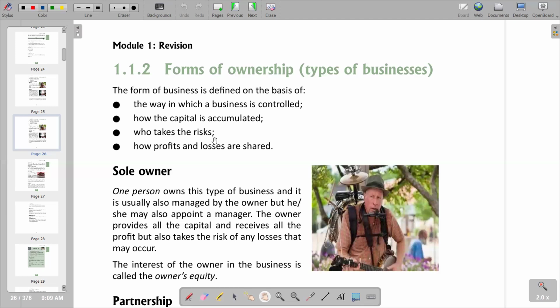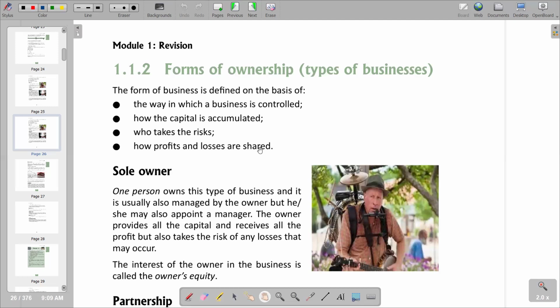Then we go to the last one, which is on the basis of how profits and losses are shared. We know that a sole trader or sole owner takes all the profits, whereas in a partnership, they share the profits. When it's a company, they are only given a proportion of the profits that is paid in the form of dividends. So the shareholders, as owners of the company, are given proportions of the profits in the form of dividends. Typically, that's what we have in companies.